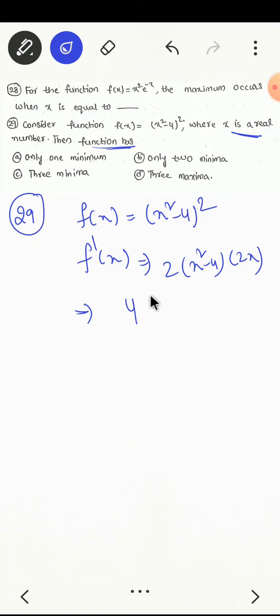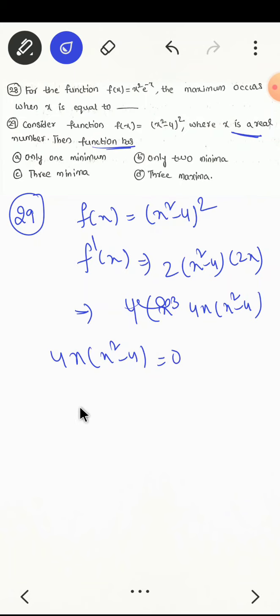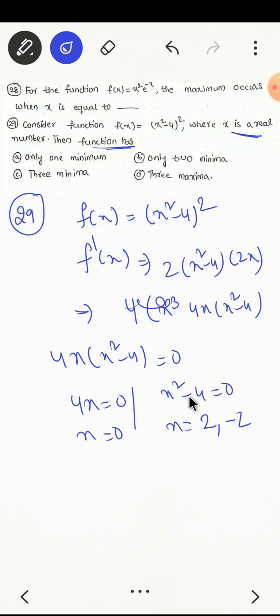So 4x into x square minus 4. Now equate it to 0. 4x into x square minus 4 equal to 0. 4x equal to 0 and x square minus 4 equal to 0. So x equal to 0 is one point and the other points are 2 comma minus 2. Why? Because x square equal to 4, x will be root over 4, plus or minus 2. Plus 2 is one root, minus 2 is the other root.